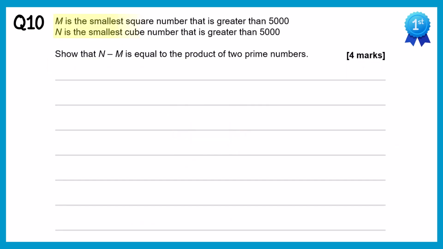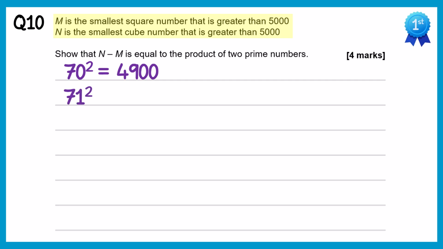In this question, we have m and n, which are the smallest square and cube numbers that are greater than 5,000. So our first job is to try and work out what these numbers are. Let's start with square numbers. You may want to use your calculator to try out some numbers here, and if you do 70 squared, you'll see it's 4,900, so that's very close to 5,000.